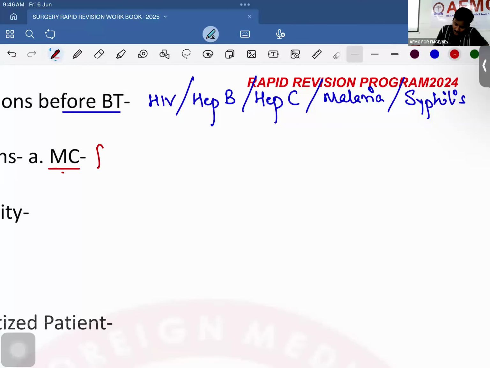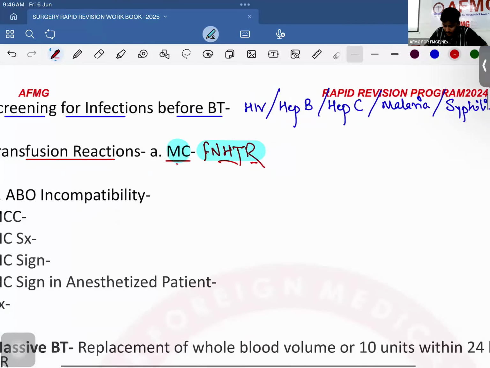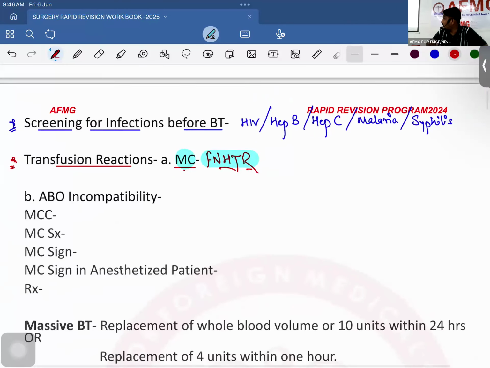The most common transfusion reaction is going to be FNHTR. What is that? Febrile non-hemolytic transfusion reaction. It means fever. Yes. So please remember, the most common transfusion reaction after the BT, beta, is febrile non-hemolytic transfusion reaction, or fever.